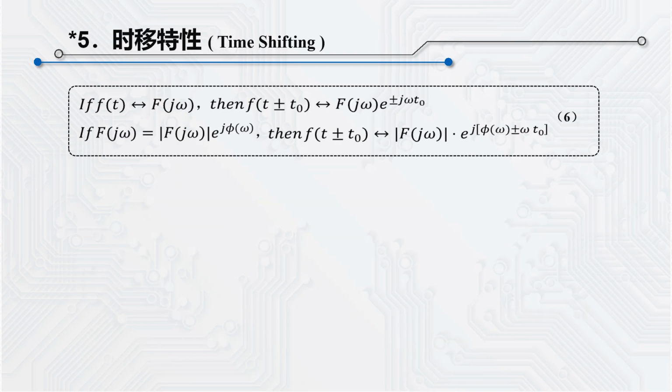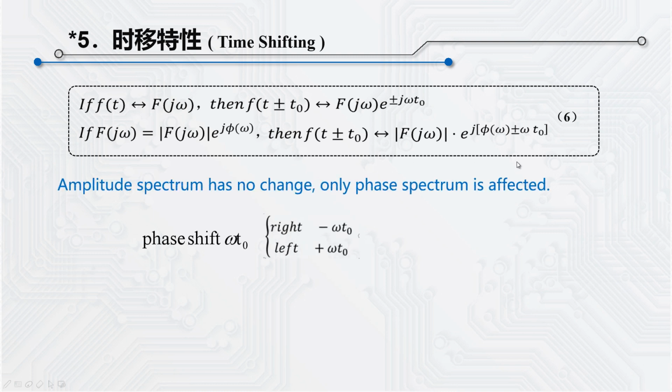Next, let's take a look at time shifting. If the signal f(t) is time shifted, then its Fourier transform satisfies formula 6. Its spectral density function F(jω) needs to be multiplied by an exponential factor. When it is expressed by modulus and phase, analyzing formula 6, we can find that after time shifting, the amplitude spectrum of the signal does not change. Only the phase spectrum of the signal changes.